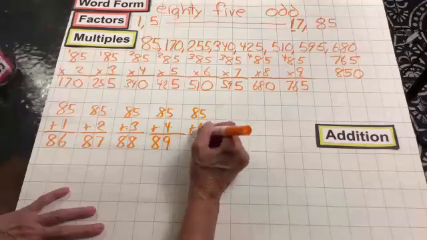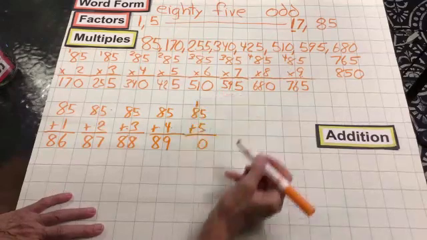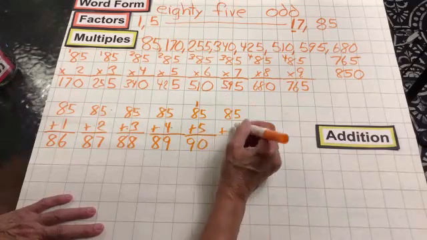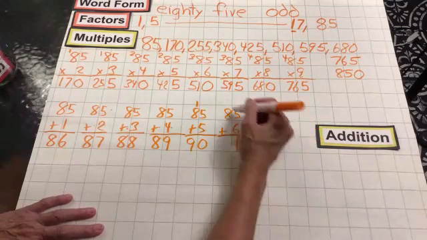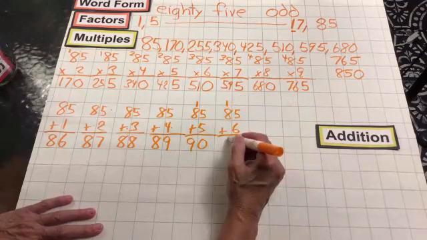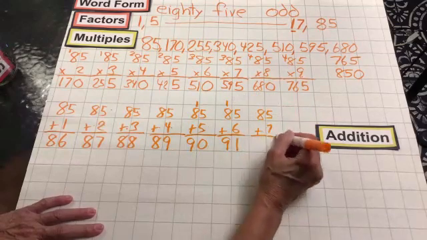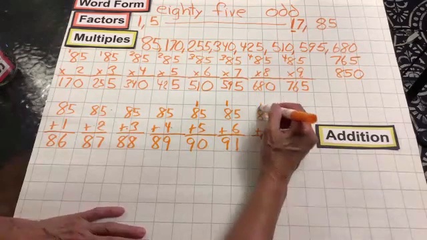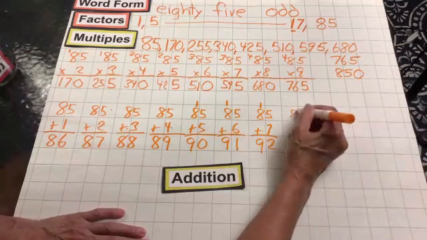85 plus 5. 5 plus 5 is 10. Drop the 0, carry the 1. 1 plus 8 is 9. 85 plus 6. 5 plus 6 is 11. Drop the 1, carry the 1. 1 plus 8 is 9. 85 plus 7. 5 plus 7 is 12. Drop the 2, carry the 1. 1 plus 8 is 9.